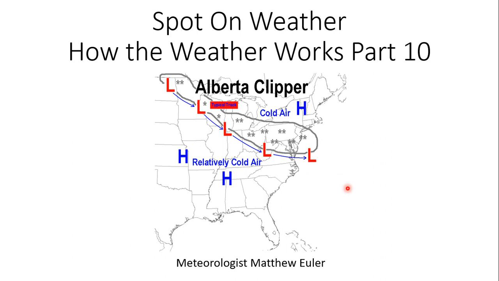And generally, why do we call it a Clipper? Because the upper level winds push this surface low, this little surface pressure system, along fairly quickly. And this is just one example. There's a wide variety of topics today that I'm going to cover with you. Looking forward to the training, so let's get right into it.